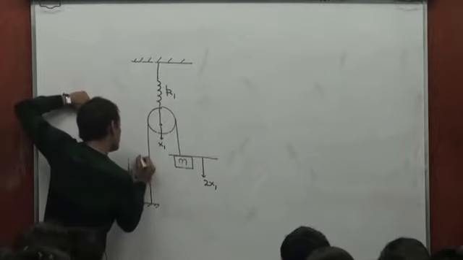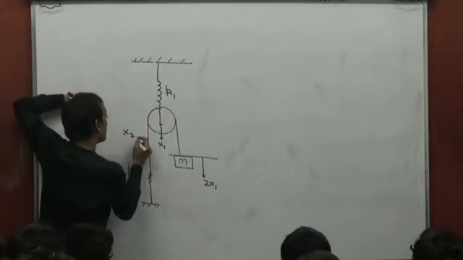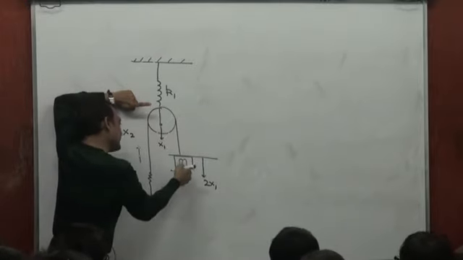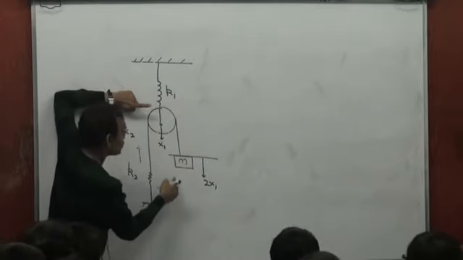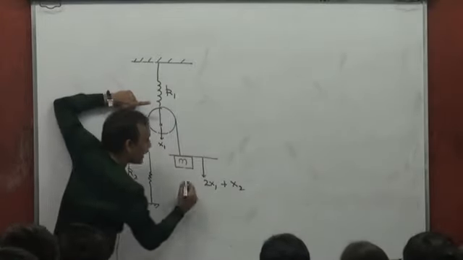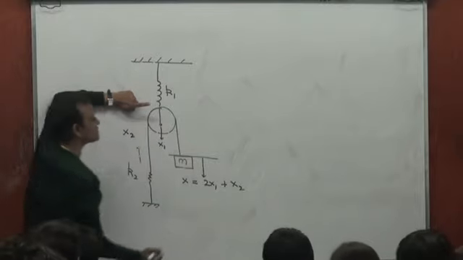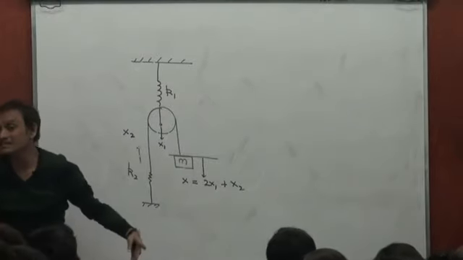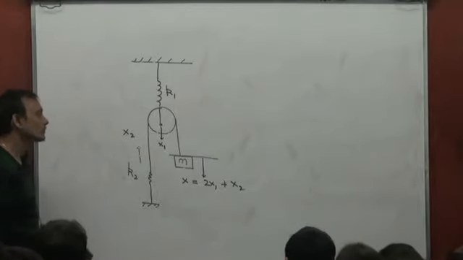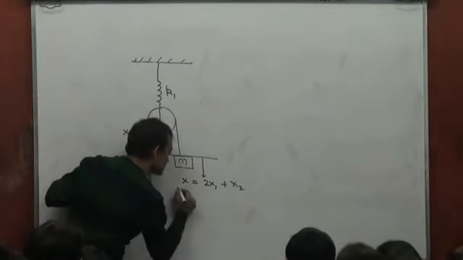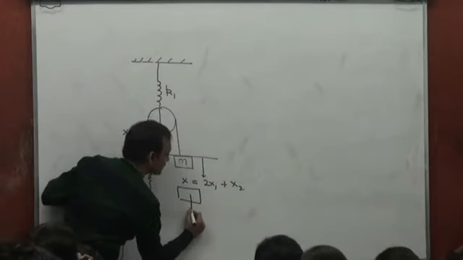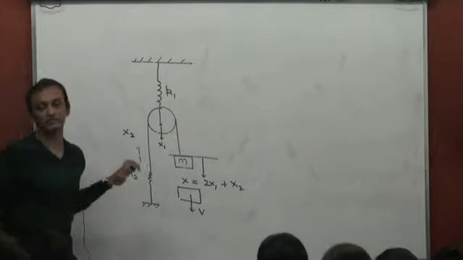Now, imagine in the same time, this spring to have elongated by an amount x2. Now, the elongation of this spring would completely reflect in the descent of this mass m. And therefore the descent of this mass would have been x equal to 2x1 plus x2. Now, by the time this mass has descended by this amount x, it's developed a velocity v, say.